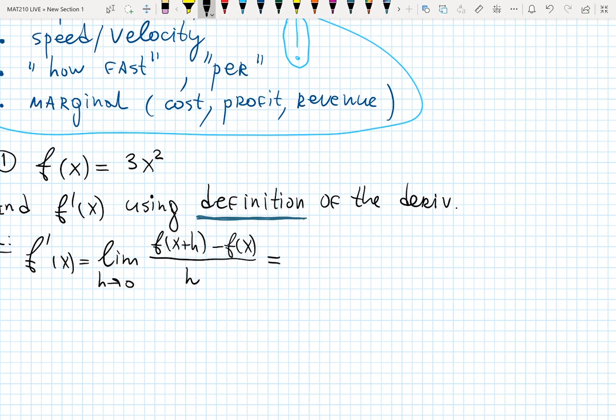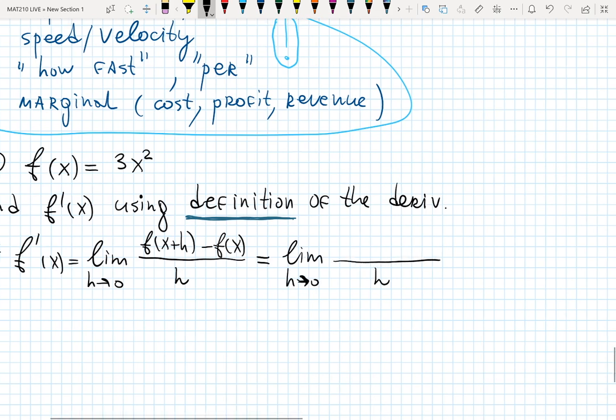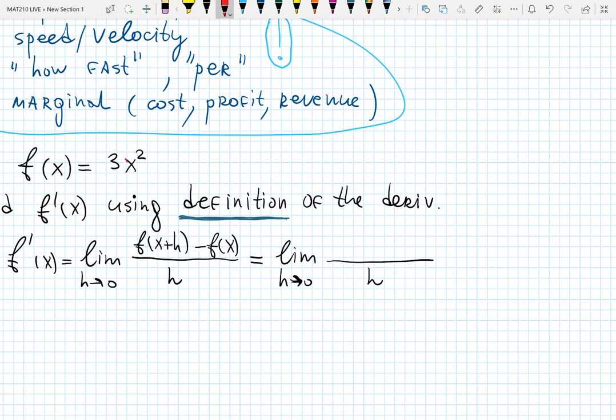Well, my function is 3x squared, so don't forget to write limit again. H goes to 0, h is in the denominator, and now everywhere you see x, you need to plug x plus h. Basically copy paste, or if you know what I'm talking about, you find and replace. There's a command like this, find and replace. Everywhere you see x, put x plus h, saving all the exponents, negative, positive signs, and so on. So I have 3(x plus h) squared, that's the first piece, minus the original function, which is just 3x squared.